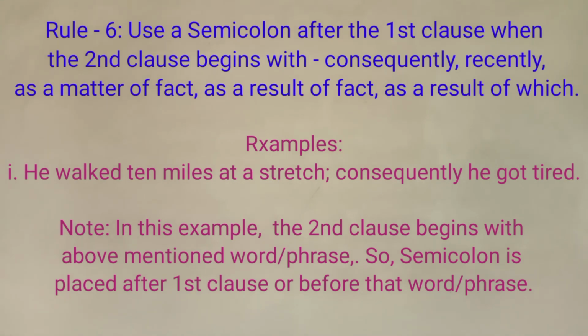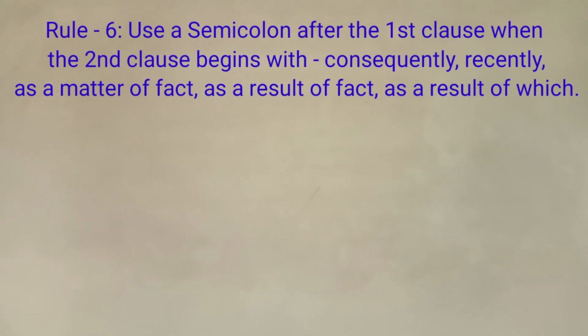In this example, we use a semicolon. He walked 10 miles at a stretch is the first clause, and after the first clause you have to use a semicolon when the second clause begins with consequently, recently, as a matter of fact, as a result of which. So the second clause begins with consequently, so you have to use a semicolon after the first clause or before the second clause.